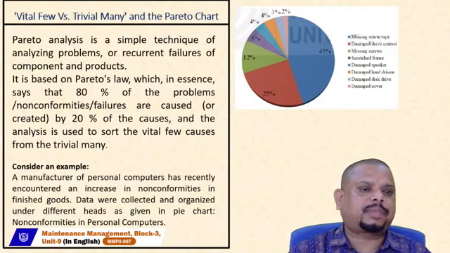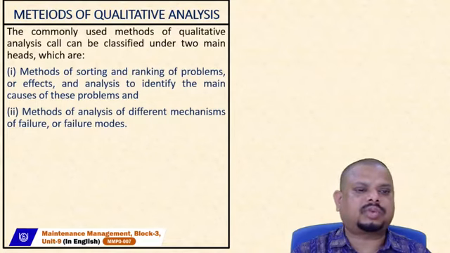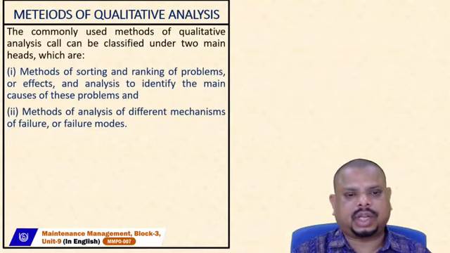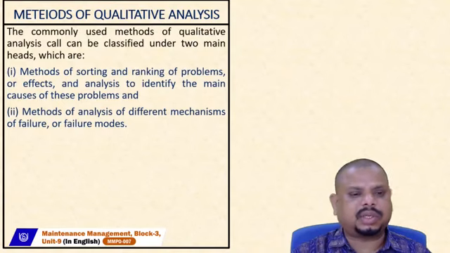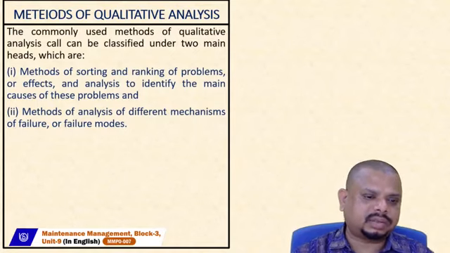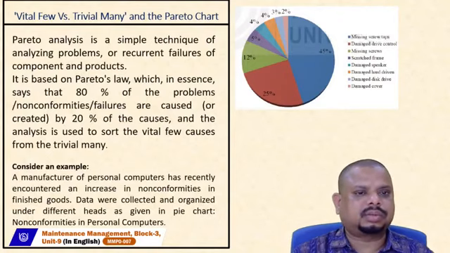So here, in understanding the previous one, that means methods of qualitative analysis, we have to focus first on the method of sorting and ranking the data in ascending and descending order, or analyzing to identify the main causes of problems. This is one head with reference to qualitative analysis. The second is the method of analysis of different mechanisms of failure. Here we basically use root cause analysis, fishbone analysis, and cause-effect analysis. So let's understand with the help of some examples. Here is the example known as Pareto charts.